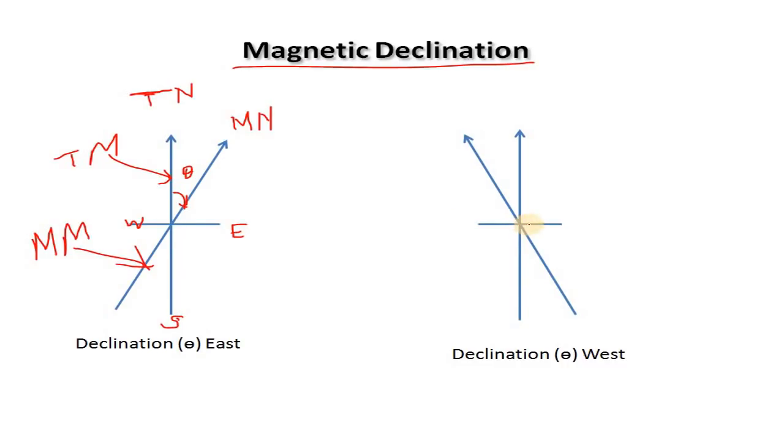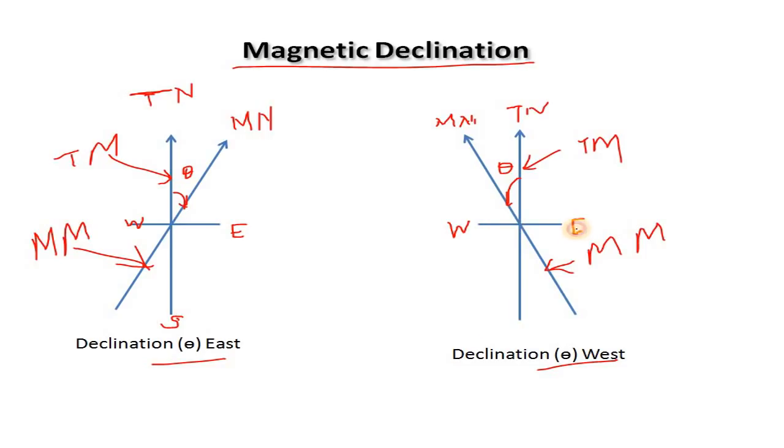Similarly, if the declination is towards west, this is true north, this is magnetic north, this is the true meridian, this is the magnetic meridian. This is the declination, theta. This is also called theta west, and the other is called theta east, because one is inclined towards east and this is inclined towards west. You know the true meridian is constant; it is never going to change. The magnetic meridian may decline in this direction or in this direction.